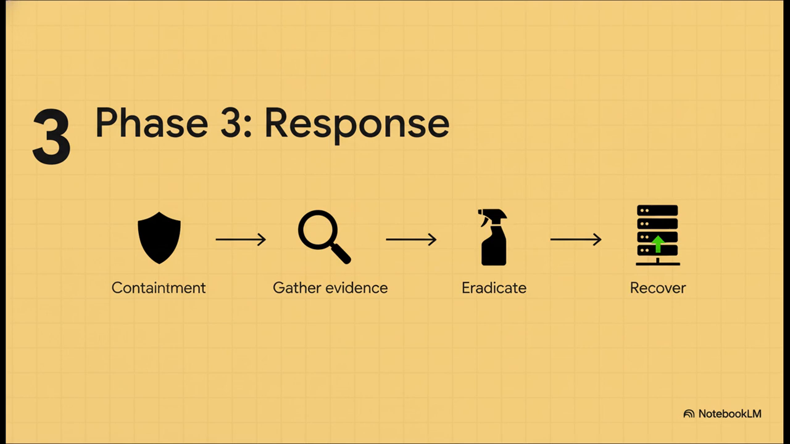So once you confirm you've got a live incident, you shift gears hard into phase 3. This is where you go on the offensive. Your first job is containment. You've got to stop the bleeding and limit the damage. While you're doing that, you're also carefully gathering evidence for later. Once it's contained, you move to eradication, which is just a fancy word for kicking the attacker and all their malware completely off your systems. And finally, recovery, which is all about safely bringing your business back to normal operations.